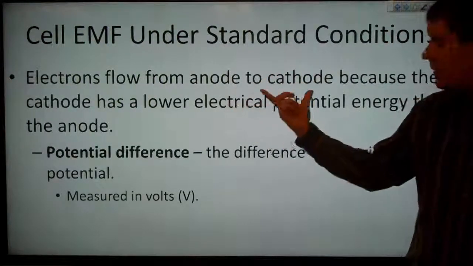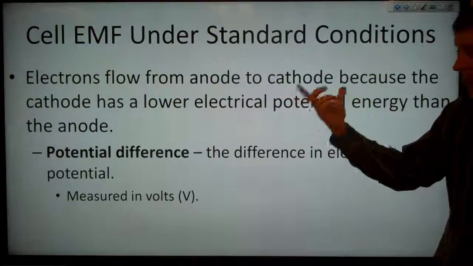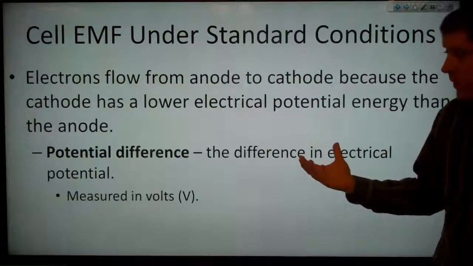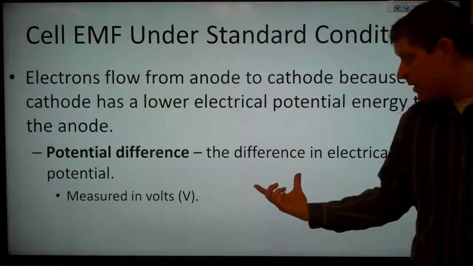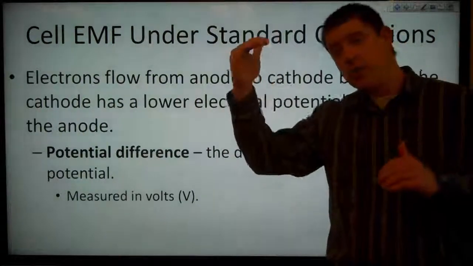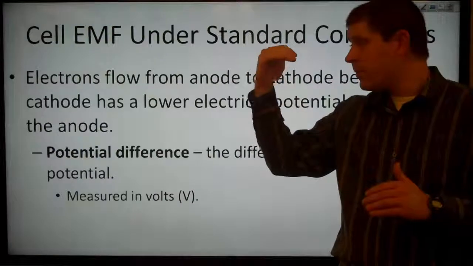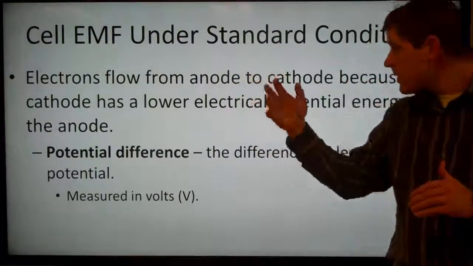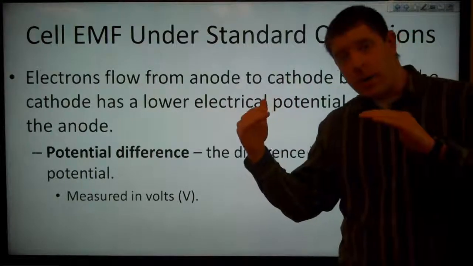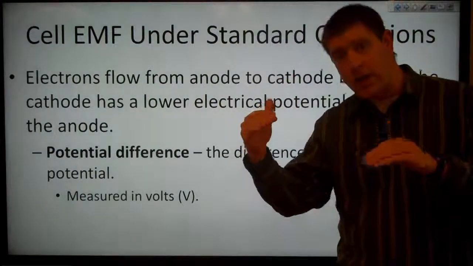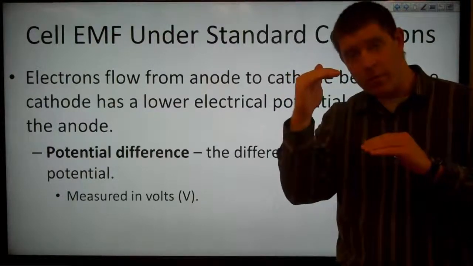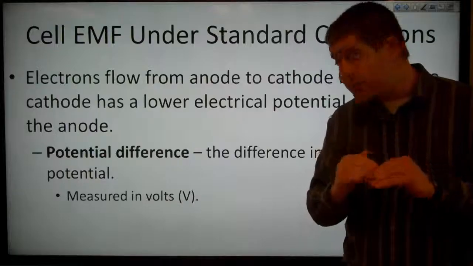So electrons are flowing from the anode to the cathode because the cathode has a lower electrical potential energy than the anode does. So we can talk about potential difference. This is the difference in electrical potential, and it's measured in volts. So we have some electrical potential of our anode and some electrical potential of our cathode, and there's a potential difference between the two, and so the electrons are moving from one to the other.